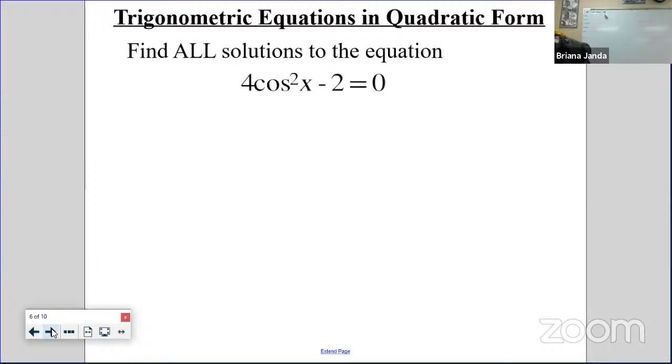All right. Did you notice the slight difference in our solving on this one? It wasn't a nice square root, was it? We had to do a little bit of work. Well, 2 over 4 does simplify to 1/2.